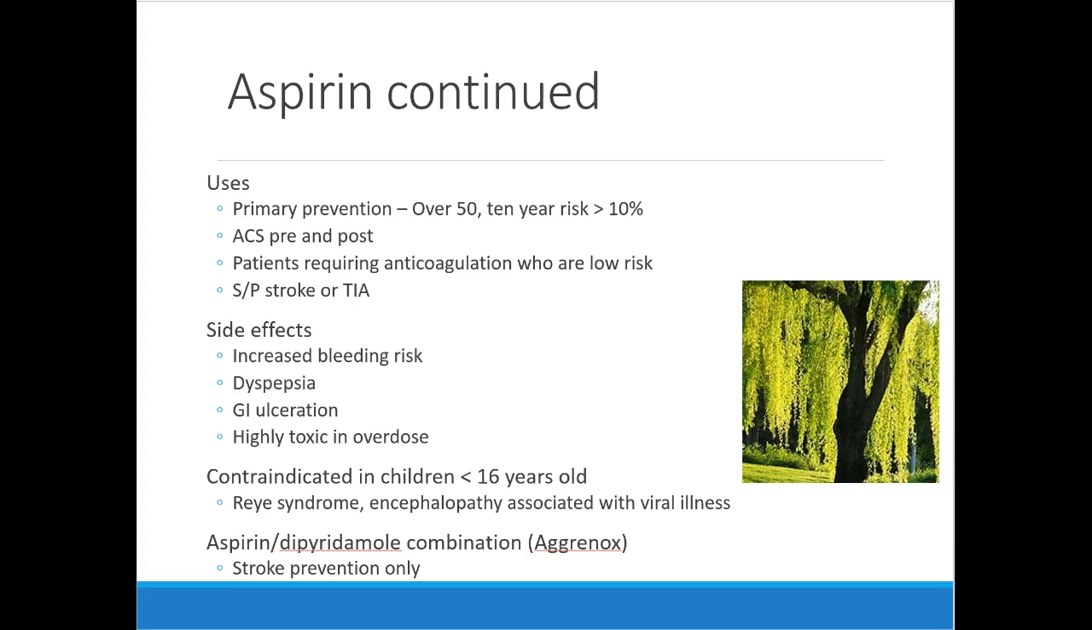General uses, if you're over 50 and have a 10-year risk, remember we talked about that omnibus risk calculator, again, not very useful for your patient population. People who are pre or post acute coronary syndrome are going to be on aspirin. Low risk people for anticoagulation, which is maybe where you're going to see aspirin used more often.